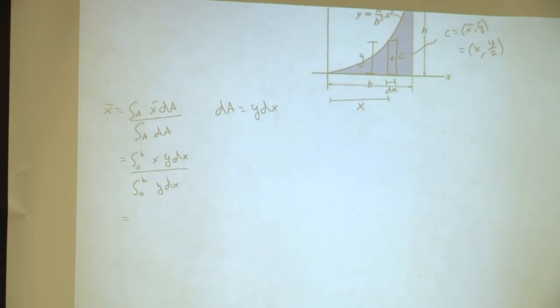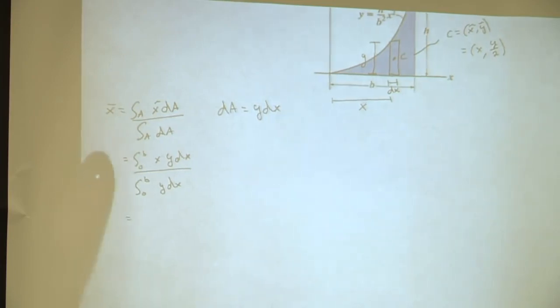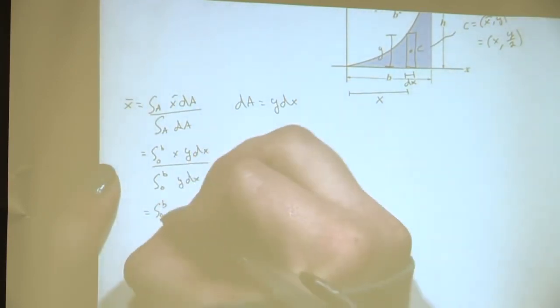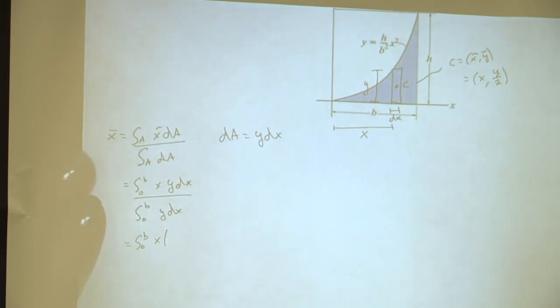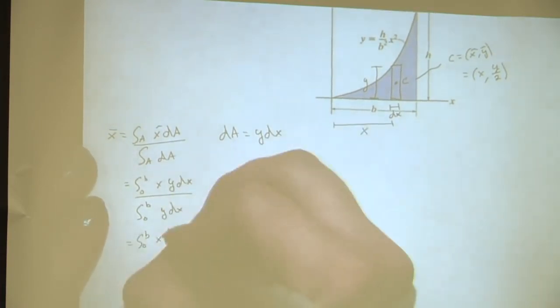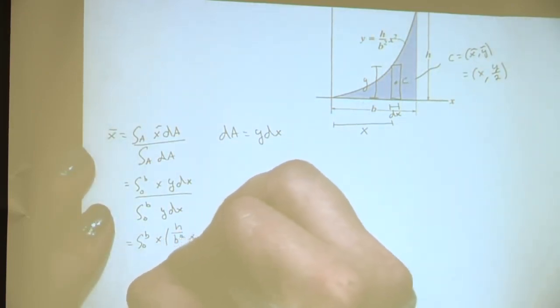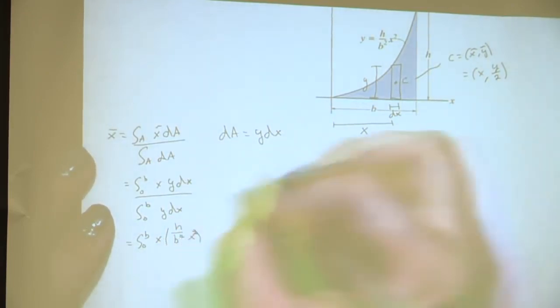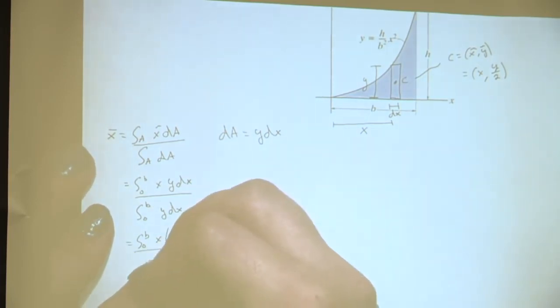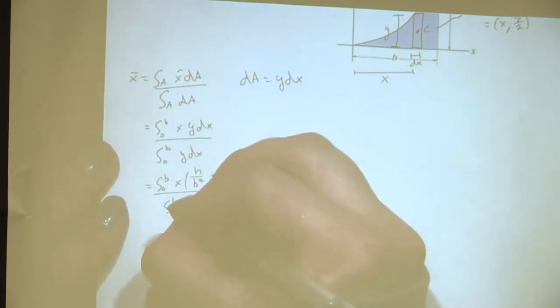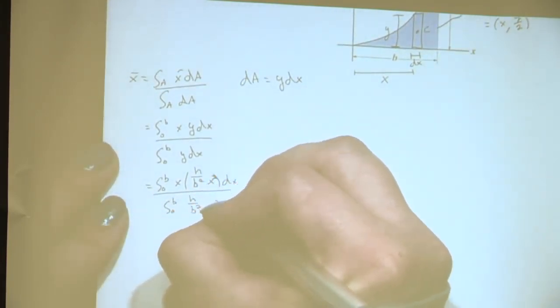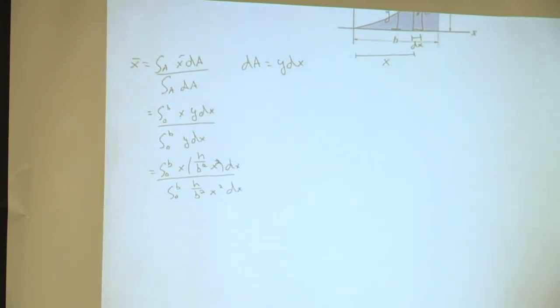Substitute what? Your y. Awesome. So we need to substitute something else into y in terms of what? In terms of x. Awesome. So we need to get that y out of there. So we have x times what? h over b squared x squared, and that's given to us in the problem. So that's x squared right there. And 0 to b of what? Awesome. So the same thing, x squared dx.